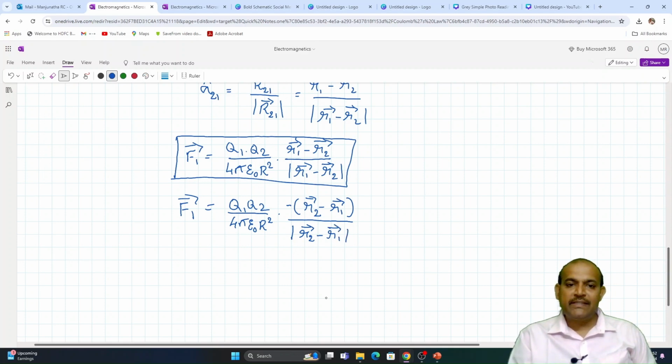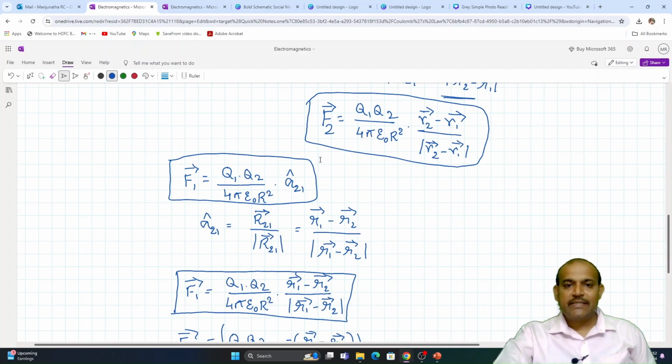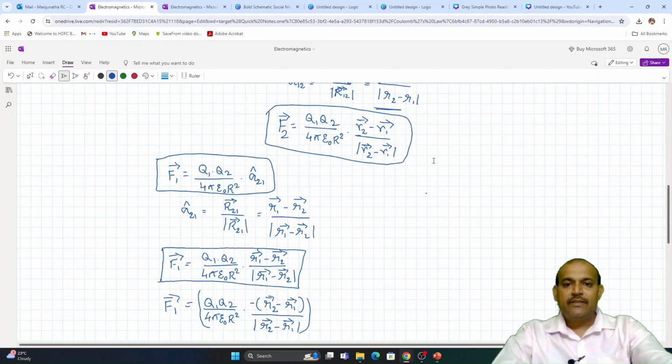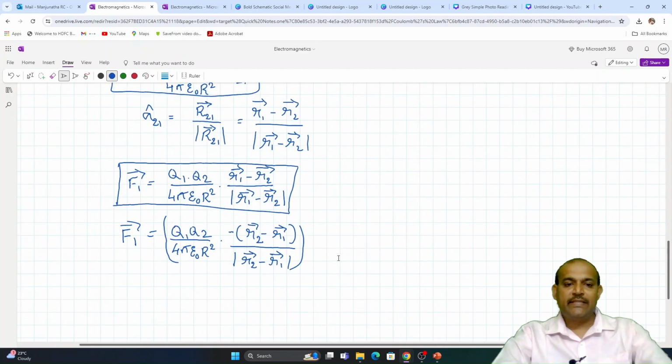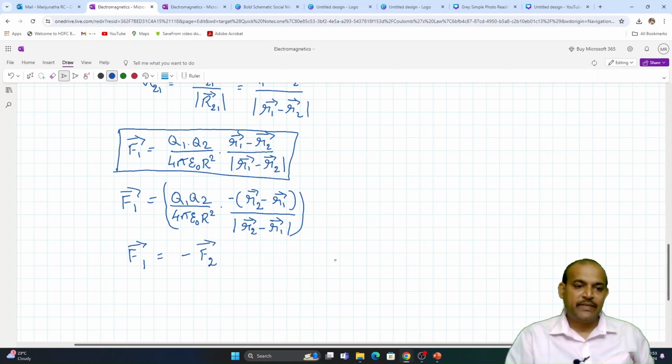Now if you compare this entire part with the F2 equation, they resemble the same. If you observe, it is r2 minus r1 divided by magnitude of r2 minus r1. Here also you get the same, except that you have a minus here. Therefore, I can rewrite this equation as F1 equals minus, which I take outside. This entire other term I can call F2.